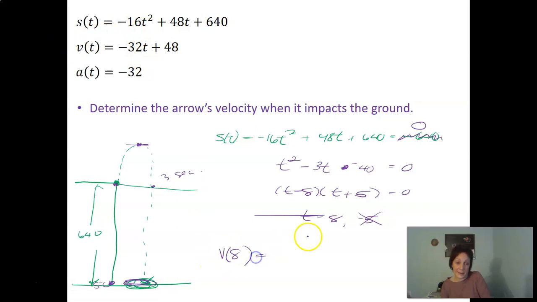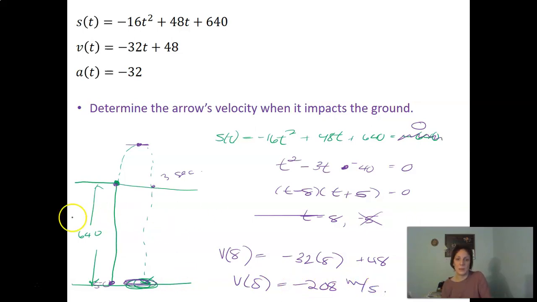Now, if I don't get a negative, we're going to be in trouble, right? Because obviously it was moving down at that time. Pretty sure I'm going to get a negative here. Minus 32 times 8 plus 48. We get negative 208 meters per second. And a smiley face.